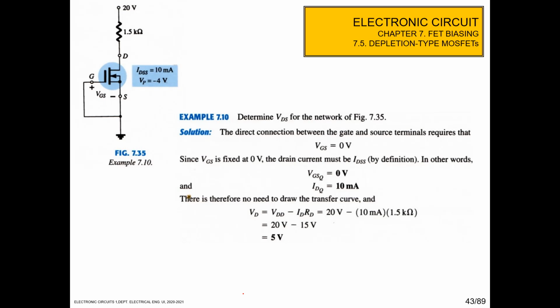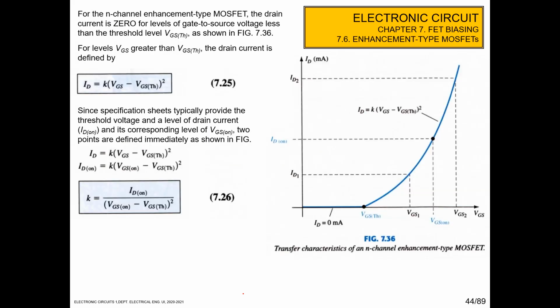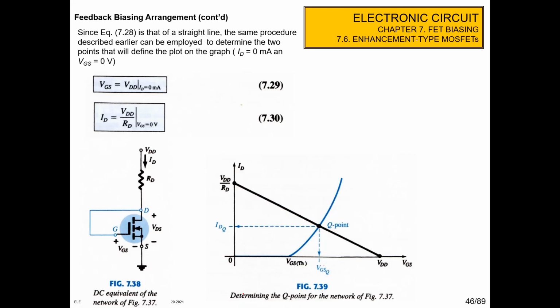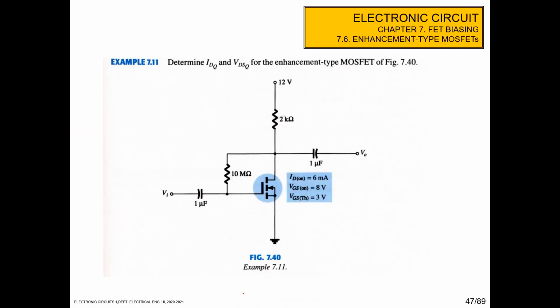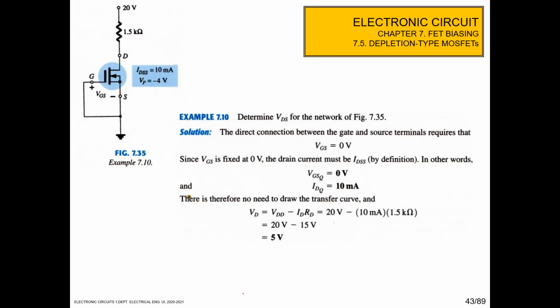And then for depletion type of MOSFET, for example, determine the VDS for the network in figure 7.35. Okay, so in the direct connection, we make a direct connection between the gate to source terminal here.